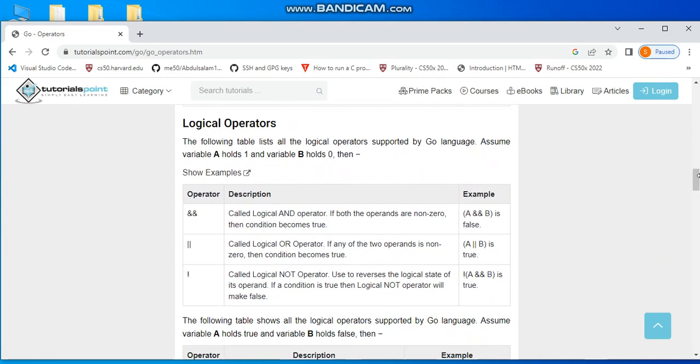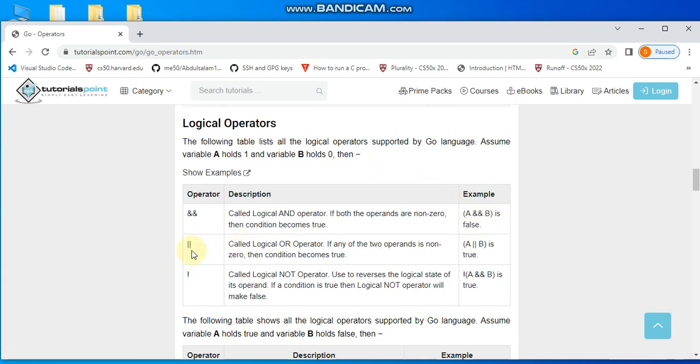Now for logical operators. This is used in performing logical reasoning on two operands, like the logical and operator. If both operands are non-zero, then the condition becomes true. What it's trying to say here is that a holds the value of 1 and b holds the value of 0. So a and b is false. A is true because it holds the value of 1, while b, which is holding the value of 0, is false. So a and b, true and false, will return false.